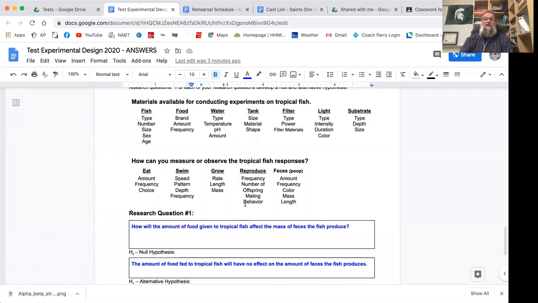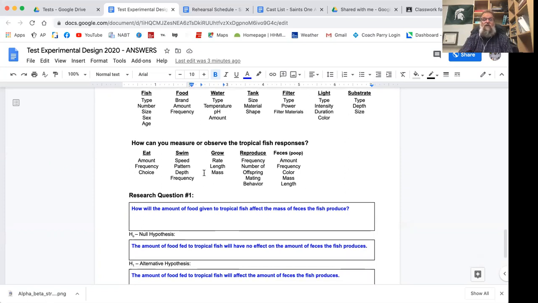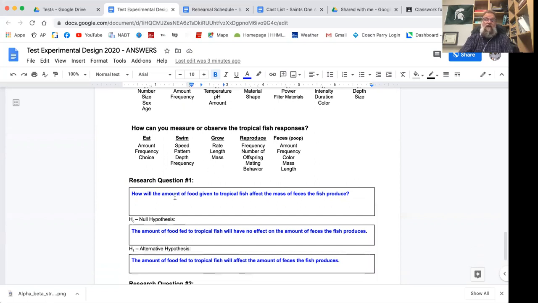How does the size of the fish affect the number of offspring the fish produces? How does the amount of food affect the mass of the feces or poop? How does the shape of the tank affect the pattern at which the fish swims? So there's literally several dozen combinations you could have done. Here's one example, by no means the only example.